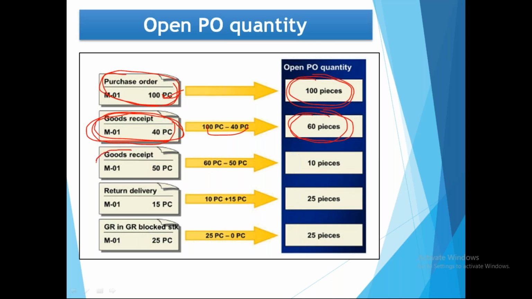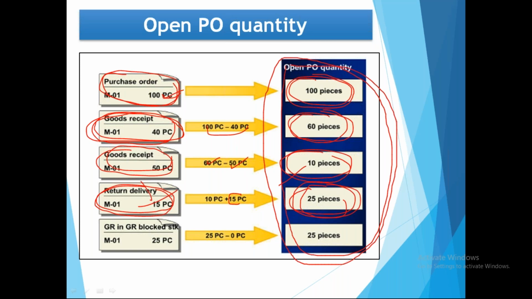Now again you received another 50. So now the open quantity will be 60 minus 50, 10 pieces. Now let's say from the total 90 you received, you made a return delivery of 15. Then your open quantity will become 25. 10 and you returned 15, so that gets added. So like this, open PO quantity will get updated in the purchase order.